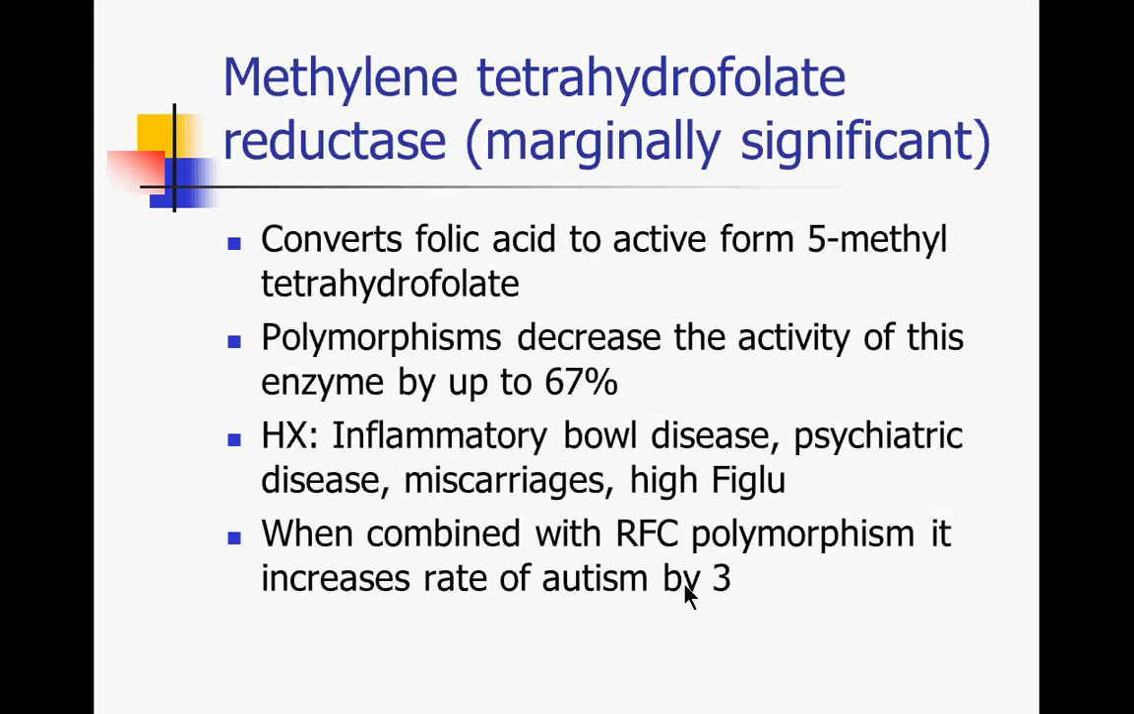So methylenetetrahydrofolate reductase, as I said, is one that's kind of marginally significant. We haven't found it consistently, but it's one that I do find. It converts folic acid to the active form, 5-methyltetrahydrofolate. It's again using that methylation cycle. We find polymorphisms in this enzyme that decrease the activity by up to 67%. What we find is a high incidence of inflammatory bowel disease. I also see high levels of psychiatric diseases like depression in families. Again, this is also one I see with miscarriages. And in the urine, I see what's known as formiminoglutamic acid, or high FIGLU. When this is combined with the RFC polymorphism, it increases the rate of autism by 3. It's just amazing what we can see over and over again, identifying what we know.